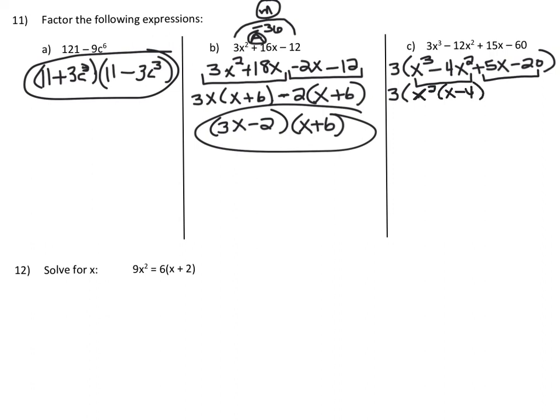Okay, out of the last 2 terms, you could pull out a positive 5. Now, please don't just write 5, right? If you're factoring out positive 5, you have to put the plus sign in front of that. And when you do that, it also leaves you with x minus 4, which is good. Our parentheses match, right? That's what we want.